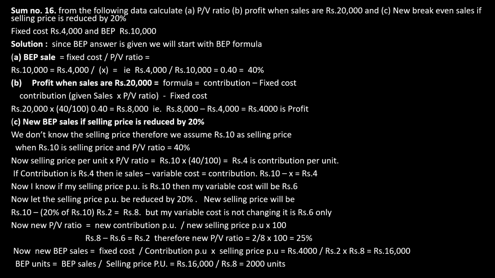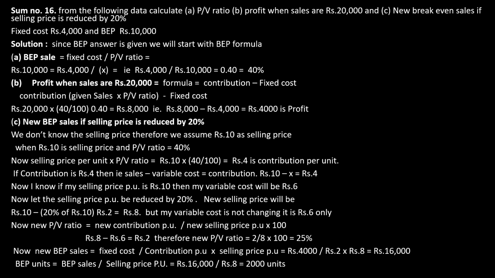Now we'll go to sum number 16. From the following data, calculate PV ratio, profit when sales is rupees 20,000, and new BEP if selling price is reduced by 20%. Okay, and the data given here is fixed cost is 4,000 and BEP sales is 10,000. Here in the problem you are given BEP sales itself.